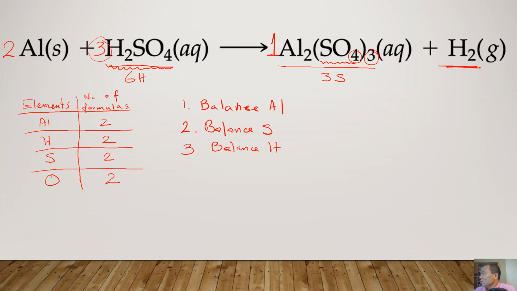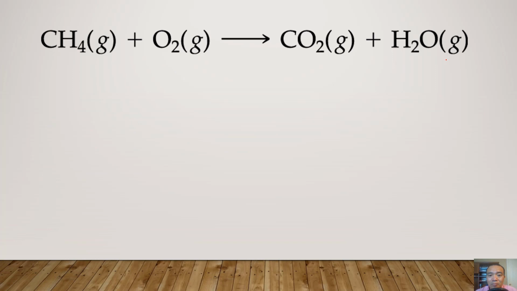In H2 on the right side, each H2 gives 2 atoms of hydrogens. So to balance this out, we need to put a 3 before H2. In the end, this reaction is balanced. We can double check and make sure all atoms are balanced. Let's look at another example.